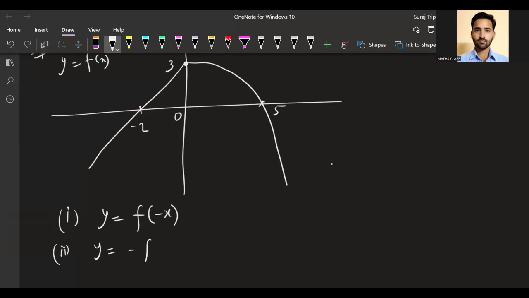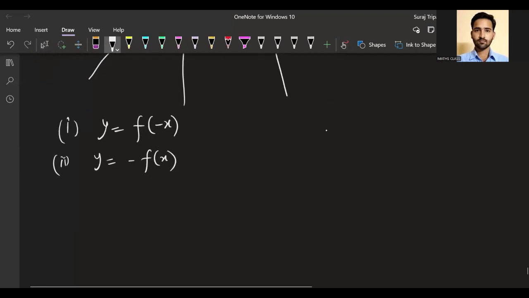Now second one. Draw the graph of y equals to f of minus x. Right. Third one. Write all these parts.